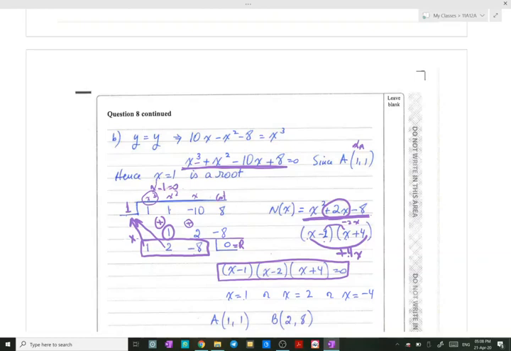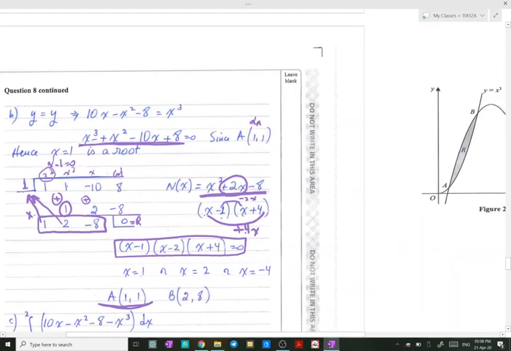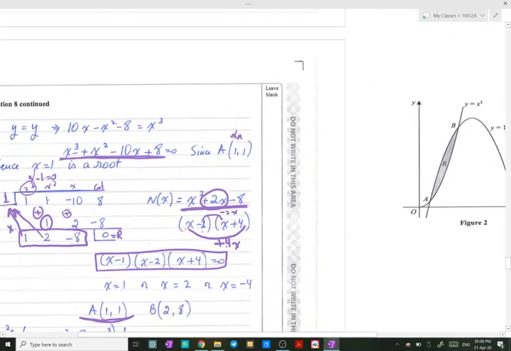We already have x equals 1, which is the value for the x coordinate of A. Therefore the value for the x coordinate of B is going to be 2. If you look at the figure next to your right, x cannot be minus 4 because B is on this side and it is on the positive side of x.